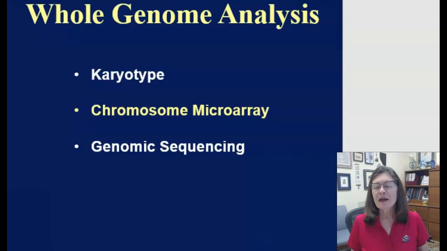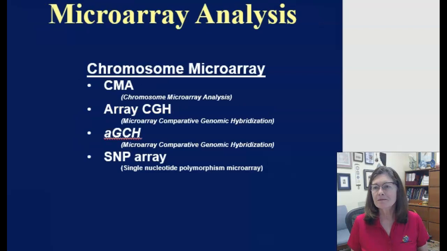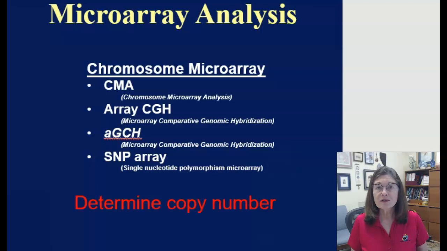And now let's look at what we can learn from a microarray. And sometimes microarrays go by different terms or labels. Sometimes it's called CMA for chromosome microarray analysis. Sometimes they're called array CGH for microarray comparative genomic hybridization, and sometimes that's just abbreviated aCGH. And then there are SNP arrays for single nucleotide polymorphism microarrays. But what these all do, essentially, is give you the same sort of information.